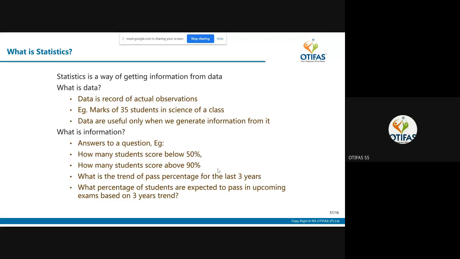But when you say what percentage of students are expected to pass in the upcoming exam based on the 3 years trend, of course, you get an answer, but will that answer be 100% right? No, sir. It's an assumption which we take. Yes, it is an assumption. Now, when you assume something, you have a risk. Then you need to associate a chance. You have to tell, okay, there is a chance that 90% of people will pass.